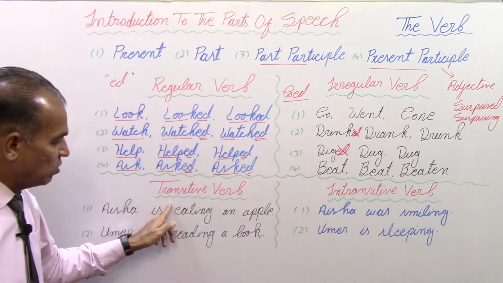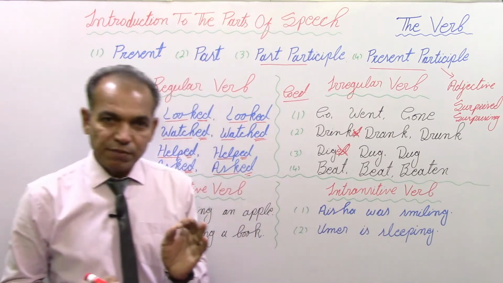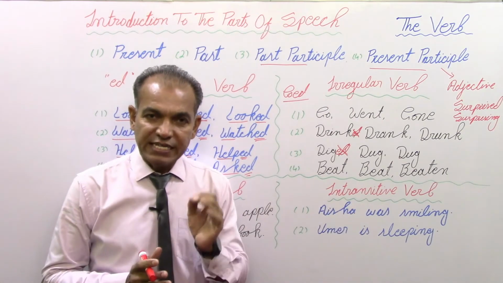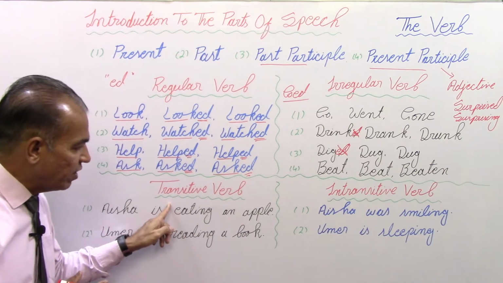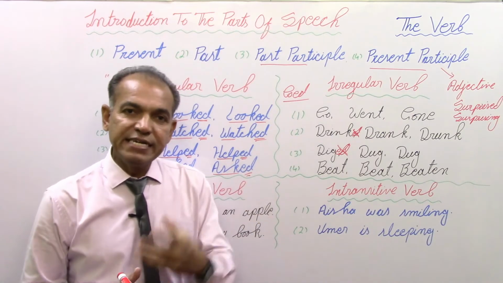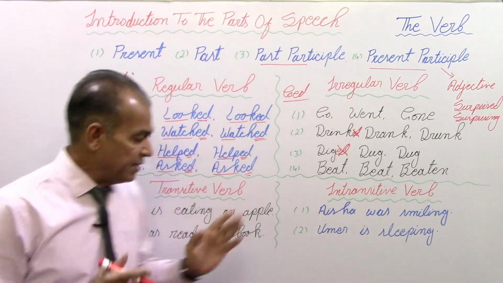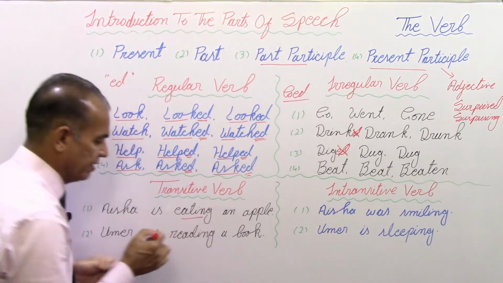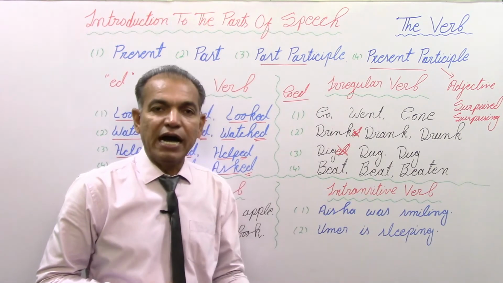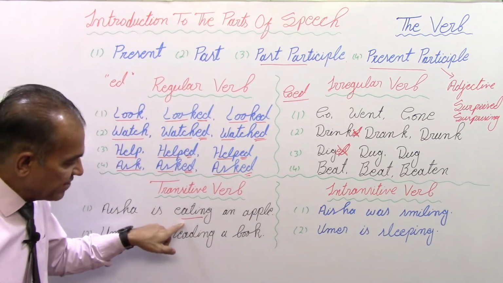So there are two kinds of verb, transitive verb and intransitive verb. What is a transitive verb? A transitive verb is a verb that takes an object. In simple words, we can say that a transitive verb shows an action which needs an object to complete the action. For example, Aisha is eating. It means that Aisha is performing the action of eating. Now, to perform this action, Aisha needs an object, something which will be affected by this action.